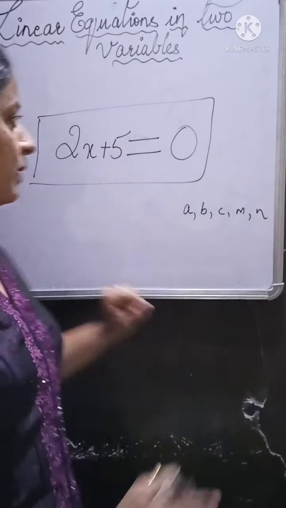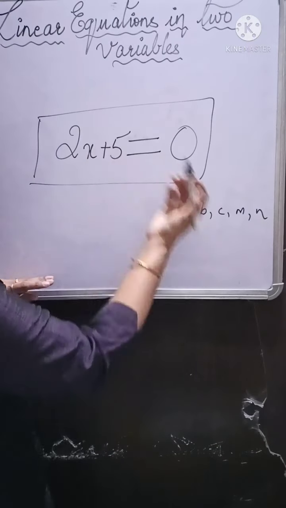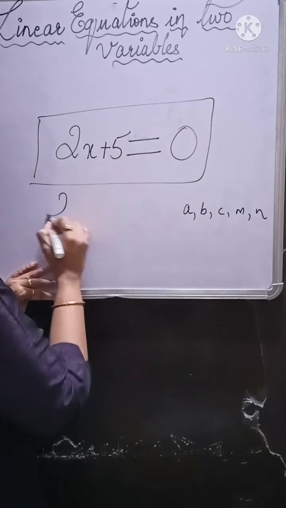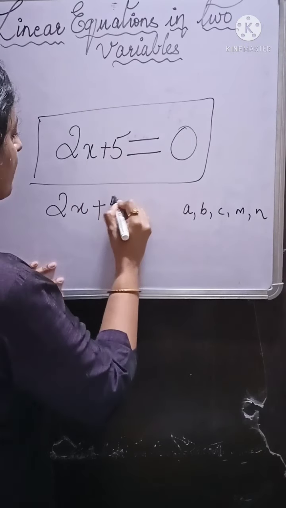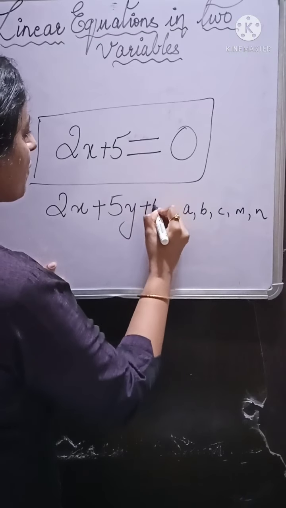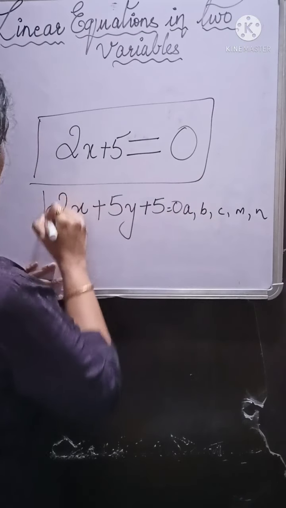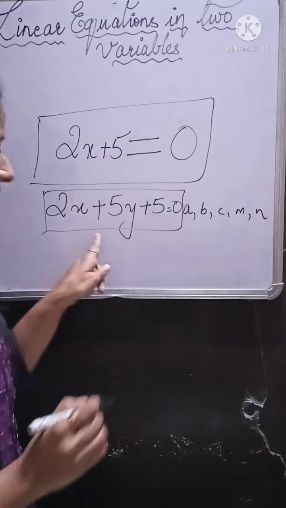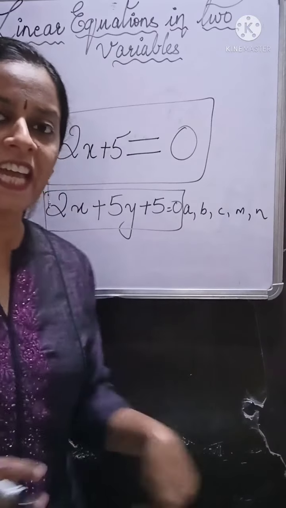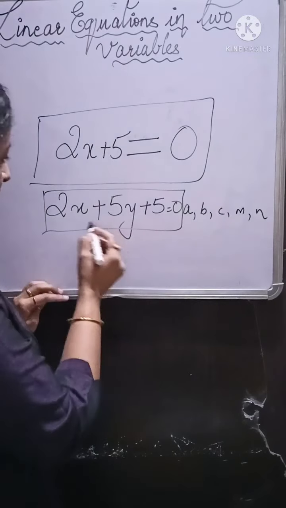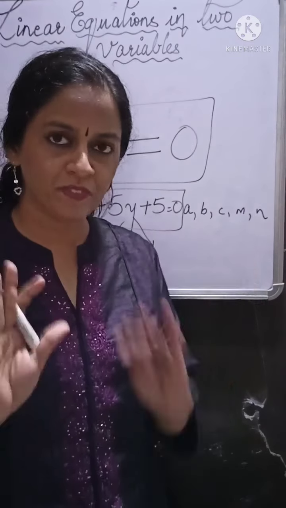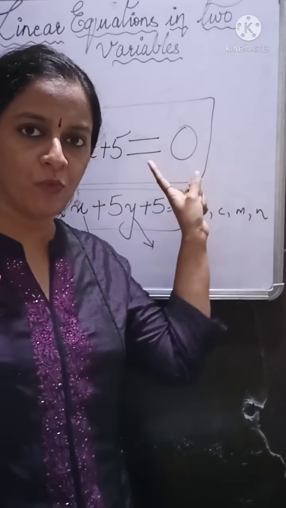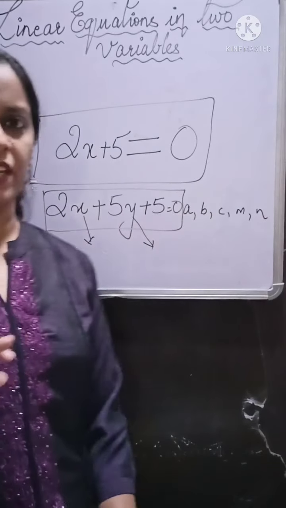Equations in two variables means, now here one variable. So how will I make it an equation in two variables? I'll introduce one more variable. So 2x plus 5y plus 5 is equal to 0. This is an equation in two variables. Which are the variables? x and y. Two variables. Simple. Equation in one variable, equation in two variables.